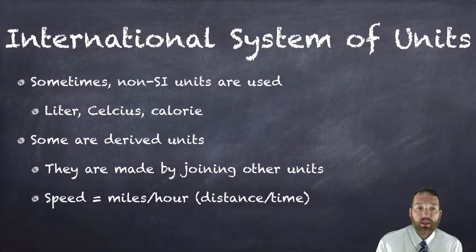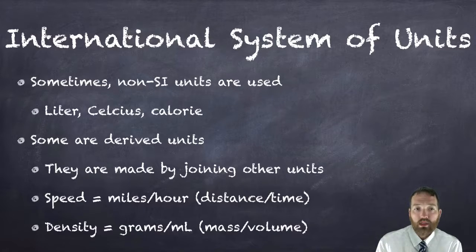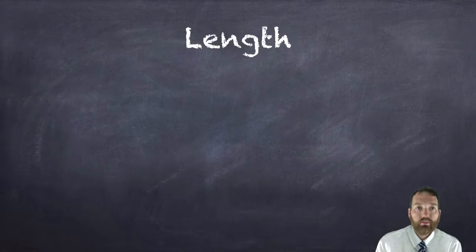For example, speed. We measure speed in miles per hour. To calculate your speed, you need to know the distance that you traveled and divide it by the time it took for you to travel that distance, and that's your miles per hour. So the math gives us the units. Another one in chemistry is density. It's measured in grams per milliliter, which is just the mass of our sample divided by the volume of our sample. It gives us grams per milliliter.